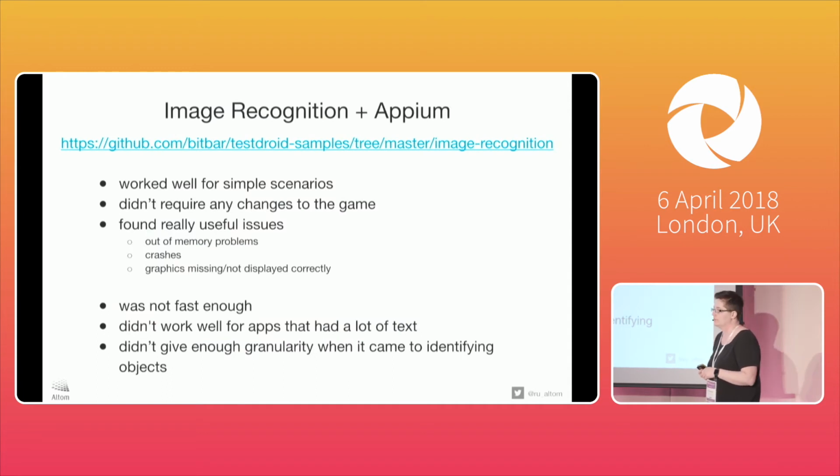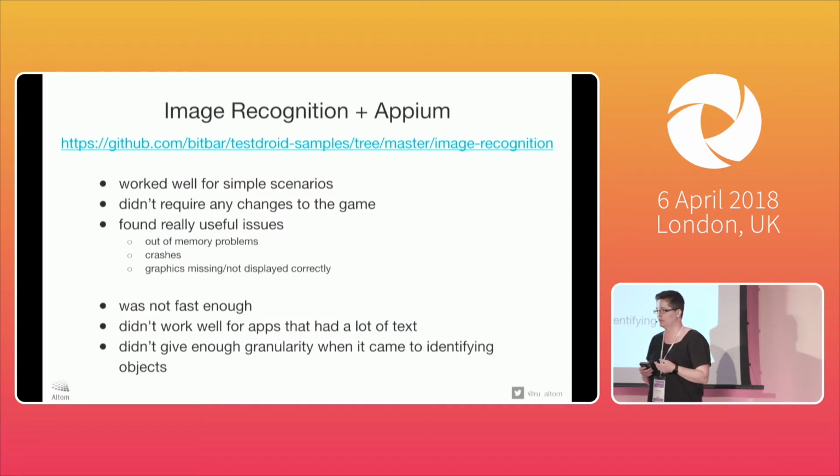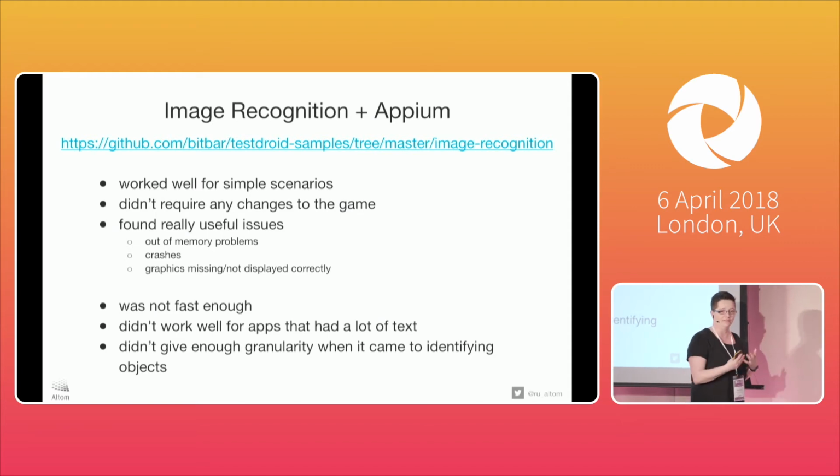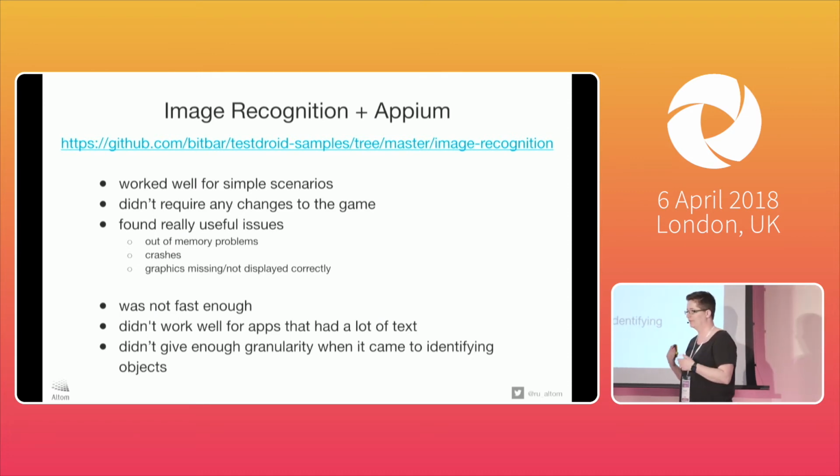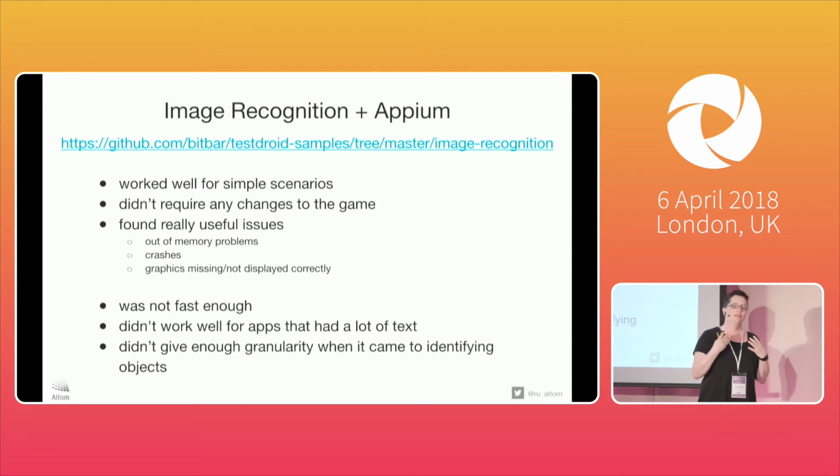It really found a lot of issues, things like out of memory errors or crashes, and of course graphics and display issues, which this is really good at. But of course, now comes the downside of trying to use image recognition. The most common one is that it's not fast enough.